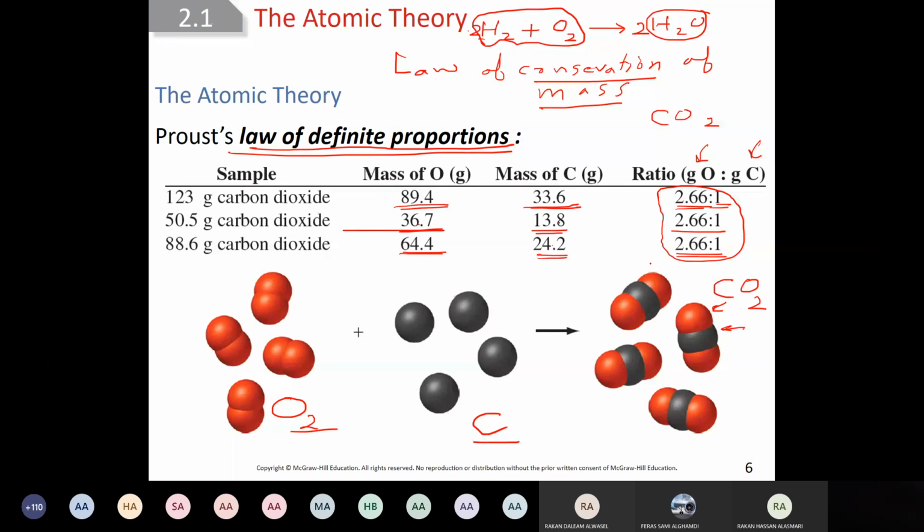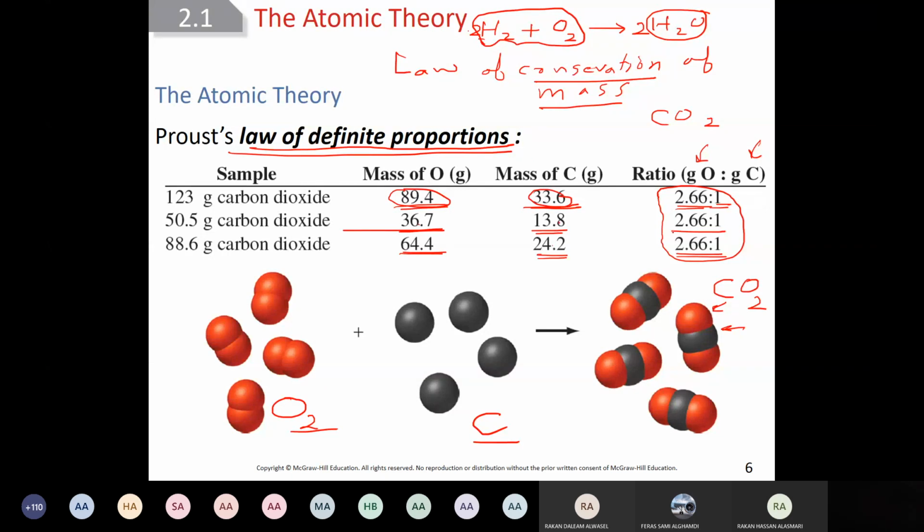Is this clear? I repeat one more time. If you take the mass in any CO2, the mass of carbon and the mass of oxygen, dividing by each other, you will find that they're always 2.66 to 1. Always. And that's called the law of definite proportion. I hope this is clear.